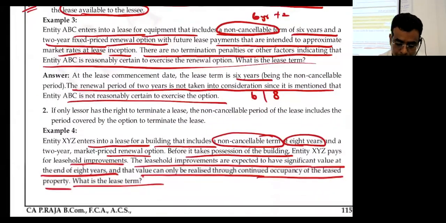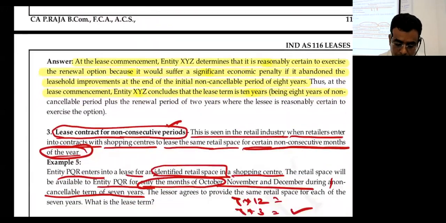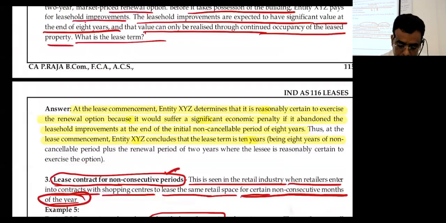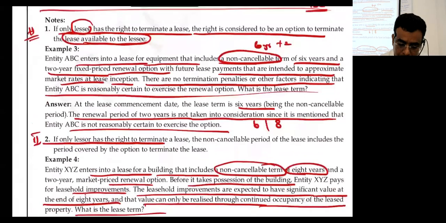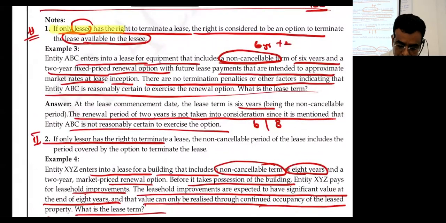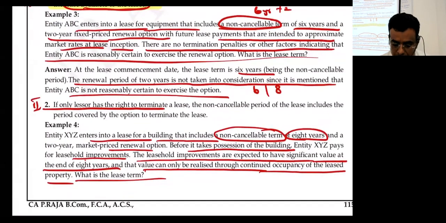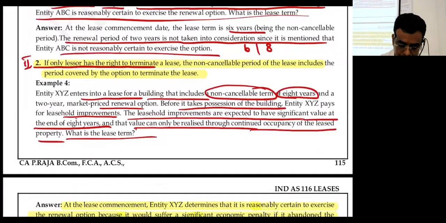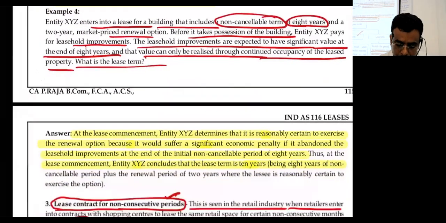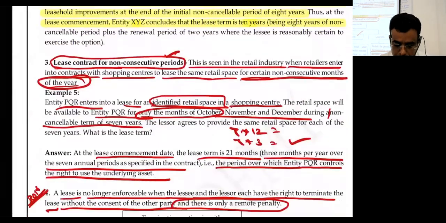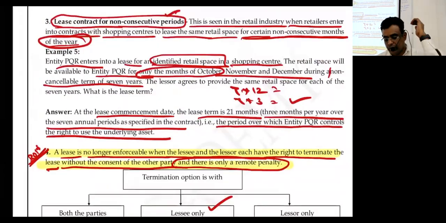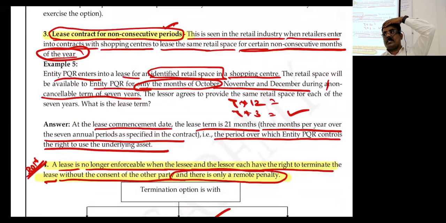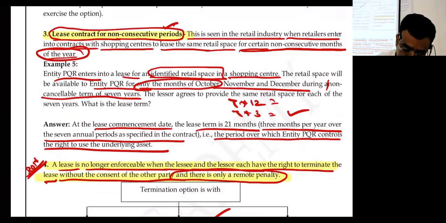Next, number 2. Lessor has the rights. Actually, I have to keep this as a heading to make it better. This is one heading. This is another heading. I can bring this here and then bring that. This is the third heading. This is the fourth heading. Under the lease period, 4 headings. I hope you are clear now. Yes, sir. Okay.